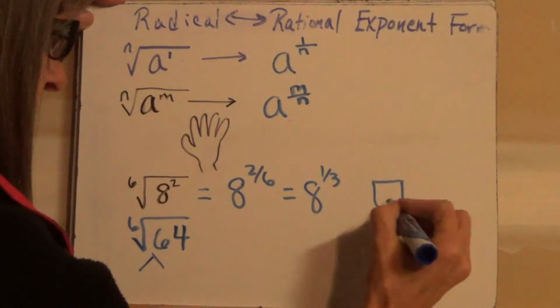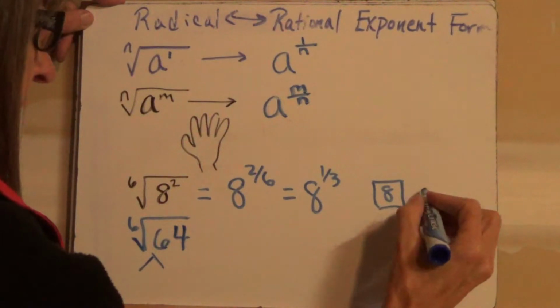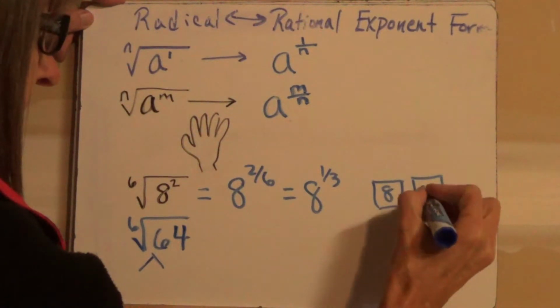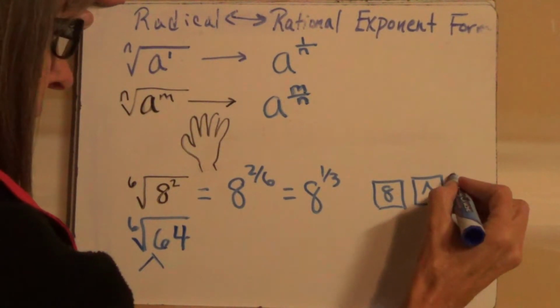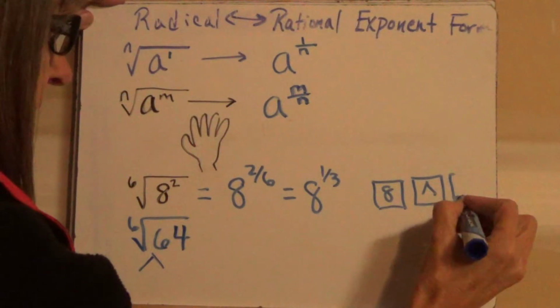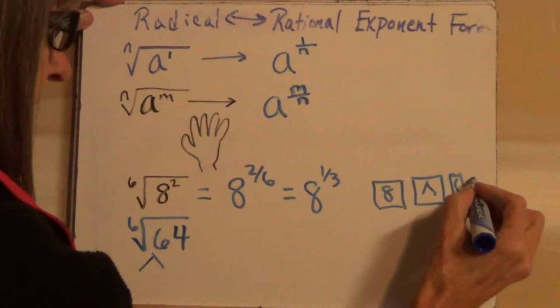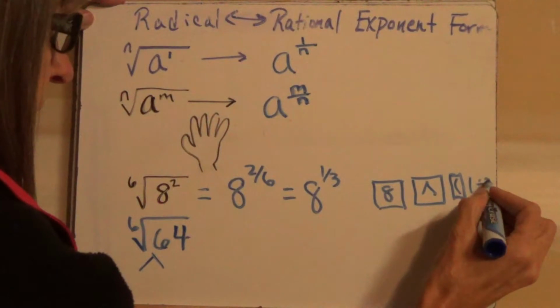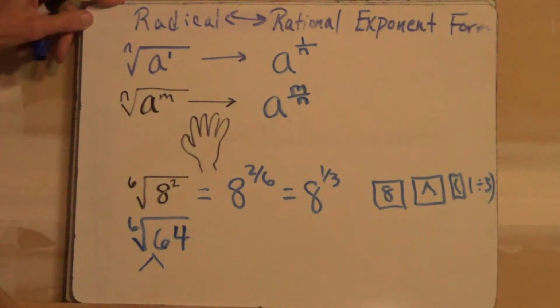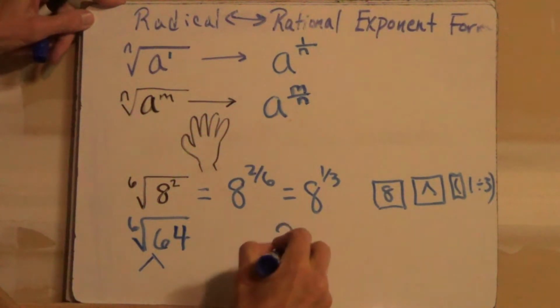Make sure you're able to do this this week. Plug in 8, then you'll hit the raise button, then parenthesis, and go 1 divided by 3, parenthesis close. And you should end up with the answer 2.